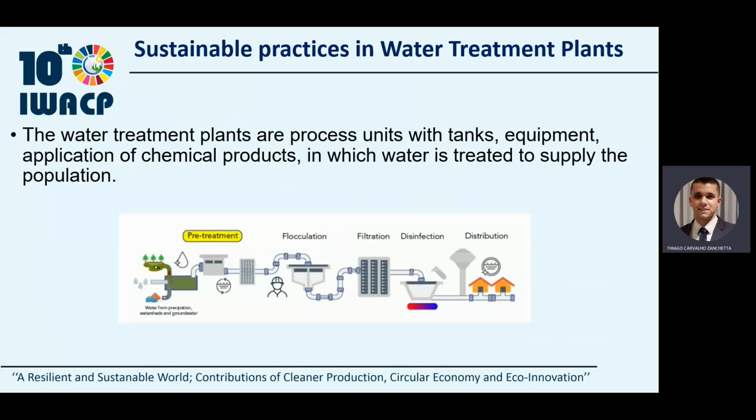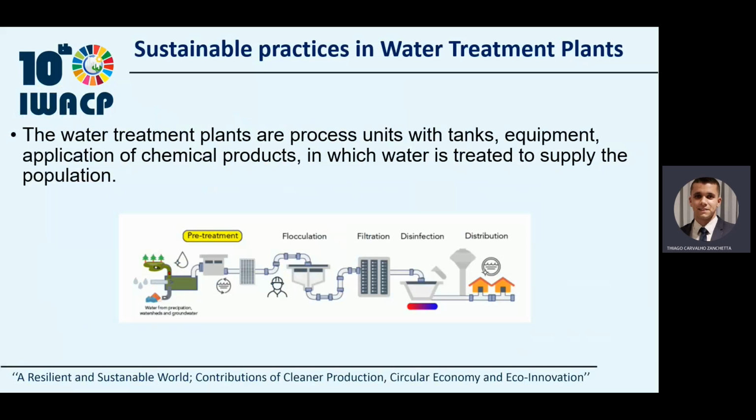I would like to share the water treatment plant process. These units have tanks, equipment, and applicators of chemical products, in which water is treated to supply the population. Looking at this image, it represents the sequence of the water treatment.